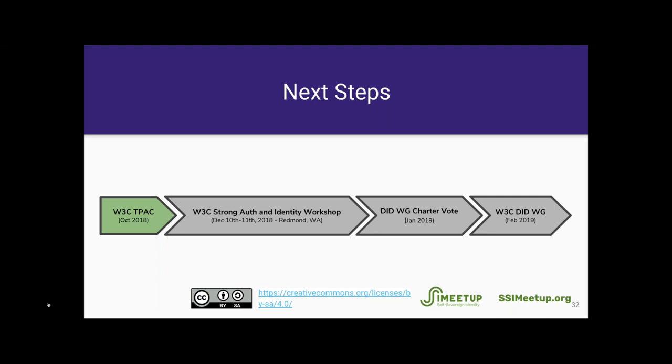So the first part is, you know, create experimental technology. The second step is incubate in a community group. The third step is gather implementations, build industry support. So we've done all that. Next week is the Worldwide Web Consortium's technical plenary. This is the global standards meeting where people come in from all over the world. This year it's in Lyon, France, and we're going to be presenting decentralized identifiers as an official standards group work item, meaning we're going to ask for a working group.